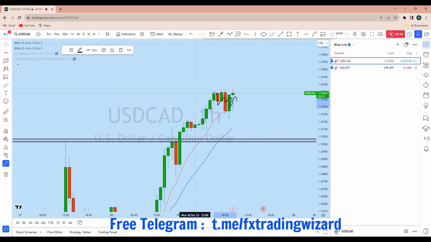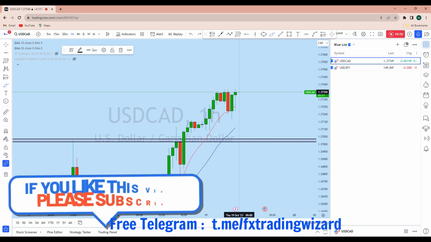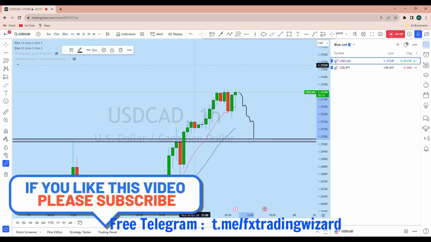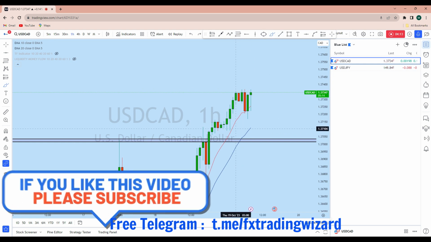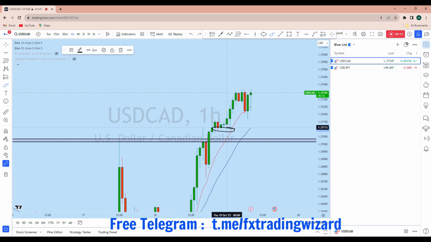This is at the top, and I think dollar CAD might locally break down to this level. This is where I will be waiting for an entry. As you can see, there are quite a few long wick candles, and there is huge liquidity in that zone.